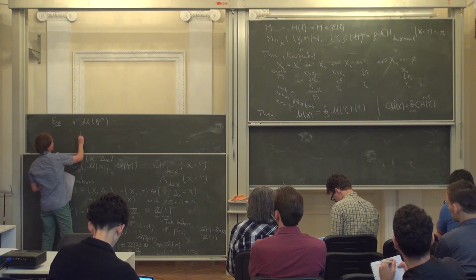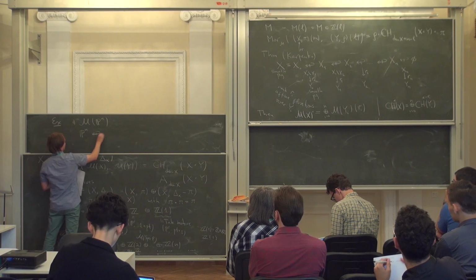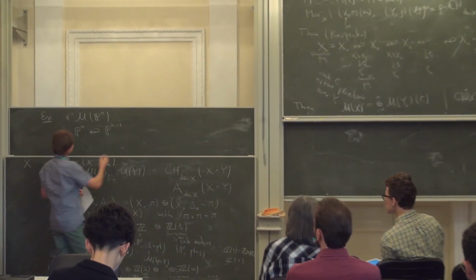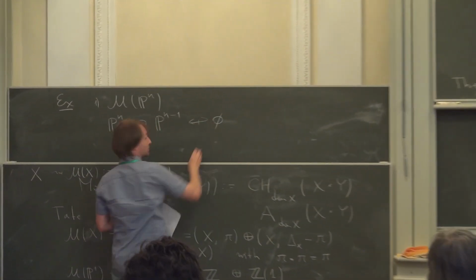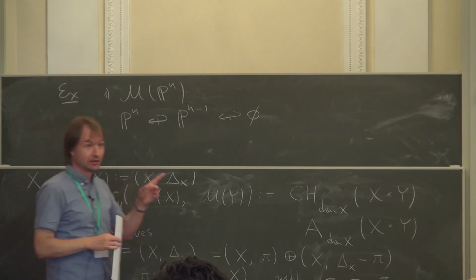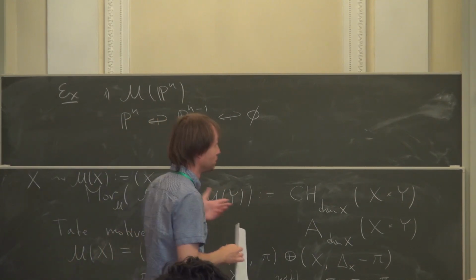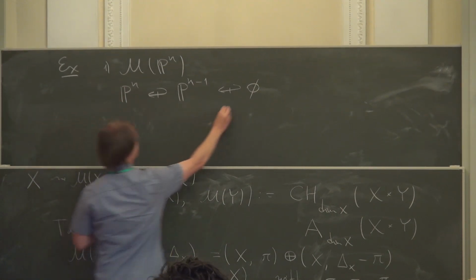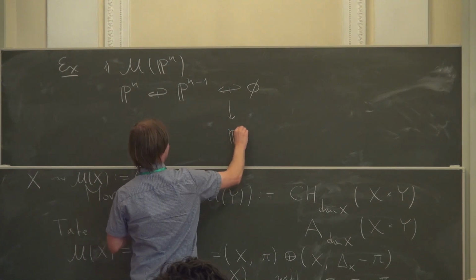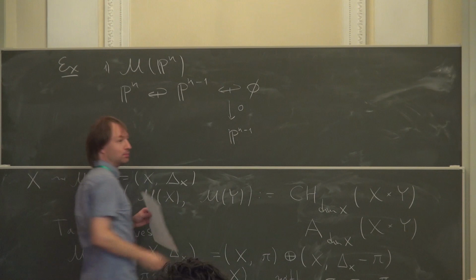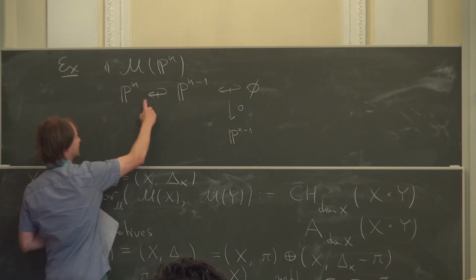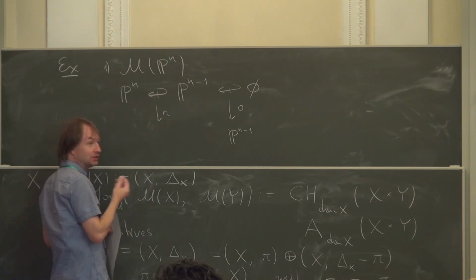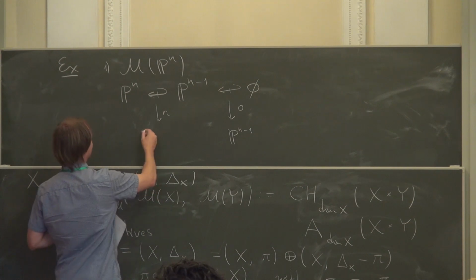Let's take the following very short filtration. Just take a hyperplane inside of Pn and then the empty set. It's actually called a relative cellular filtration. So what are the differences? The difference here is a rank 0 fibration over Pn minus 1, and the difference there is just the affine space of dimension n, so a rank n trivial affine bundle, a vector bundle over a point.